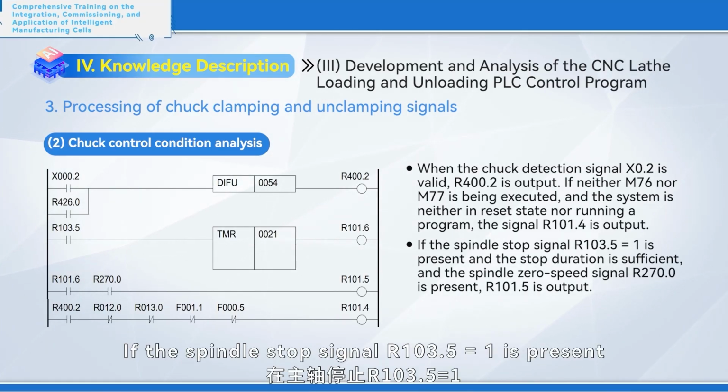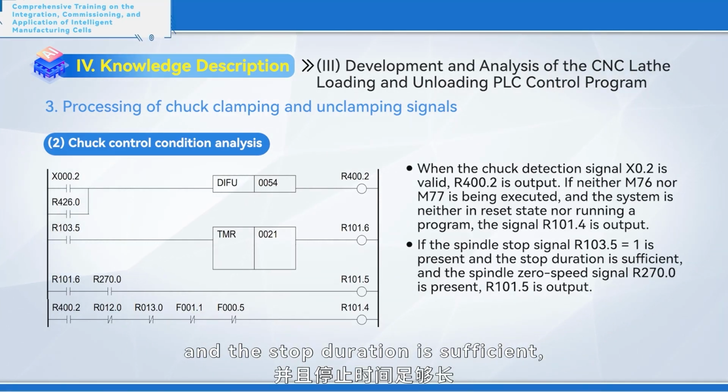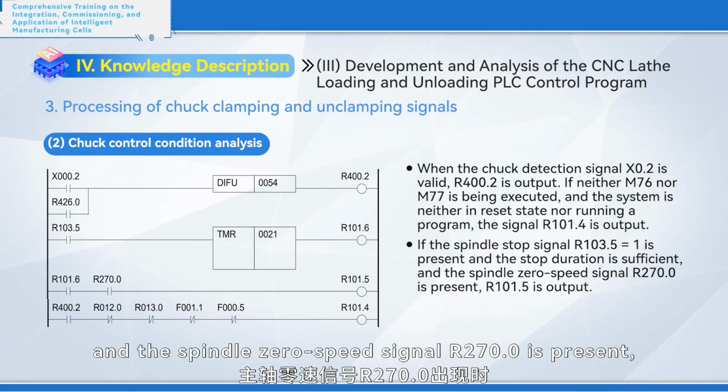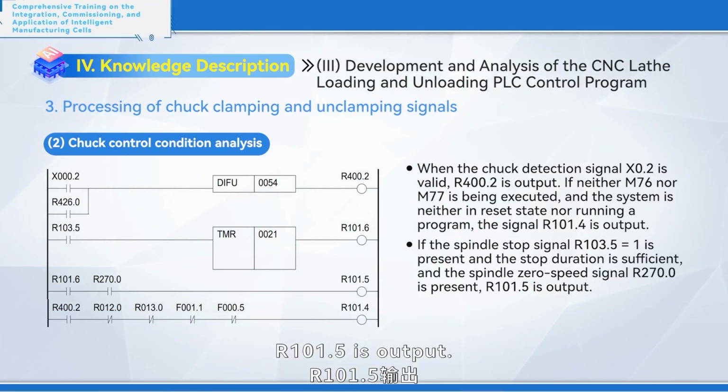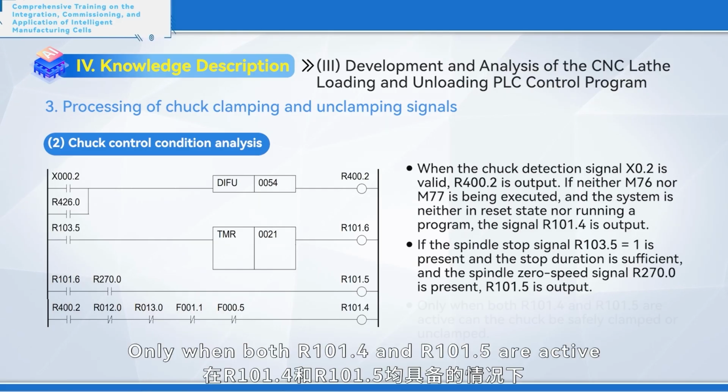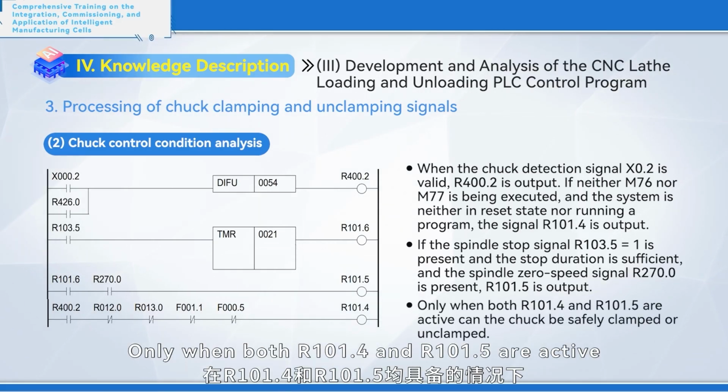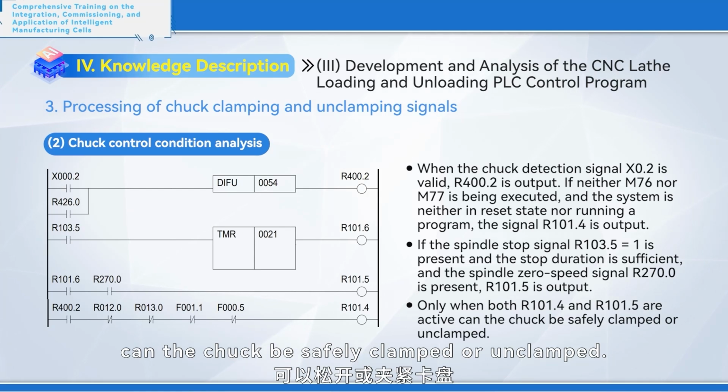If the spindle stop signal R103.5 equals 1 is present and the stop duration is sufficient, and the spindle zero speed signal R270.0 is present, R101.5 is output. Only when both R101.4 and R101.5 are active can the chuck be safely clamped or unclamped.